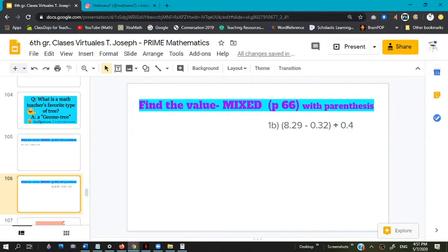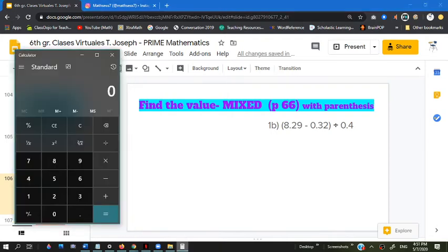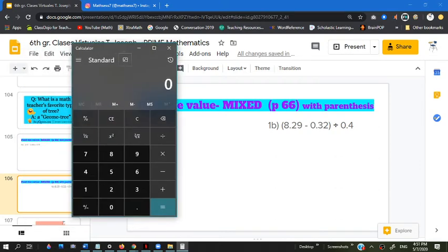The next problem has us doing division. We're going to do this one on the calculator just to save some time. Okay, what do we do first? Well, we do what's in parentheses.